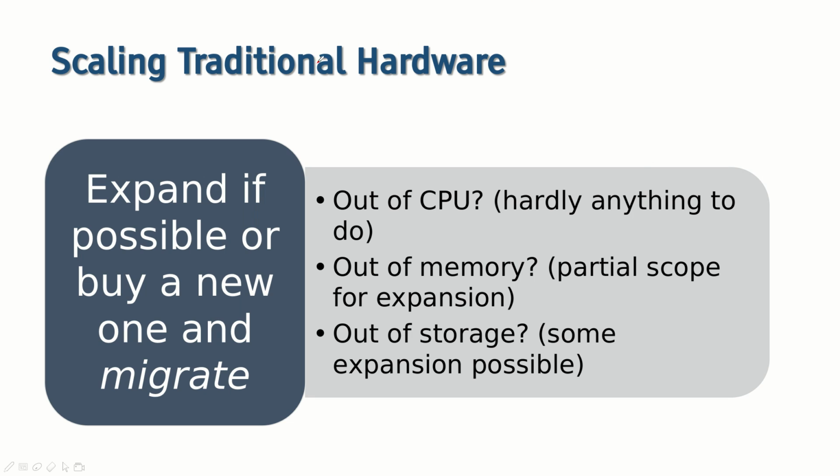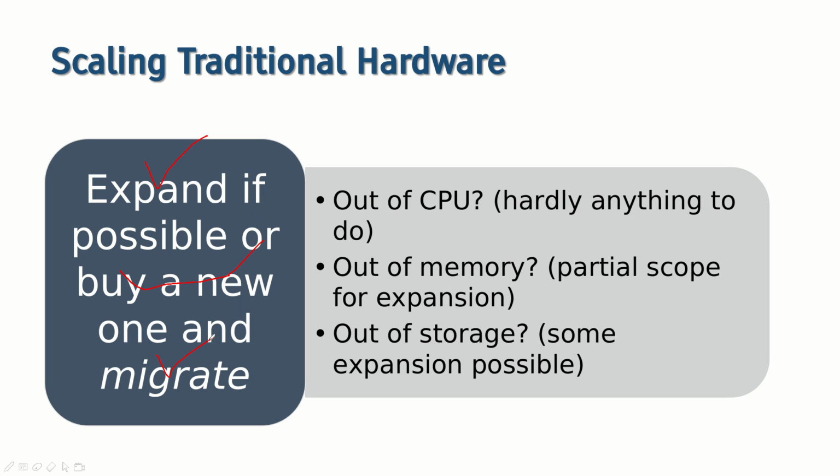One possibility is to look for expansion, but expansion is not guaranteed. In fact, if you have a weak CPU, then there is no way to suddenly speed up the CPU. You will have to buy a new one. If you are out of RAM, maybe you can add a few RAM slots, but that also is not guaranteed. If you are out of storage, maybe you can buy a couple more disks. So most of the time you end up buying a new one.